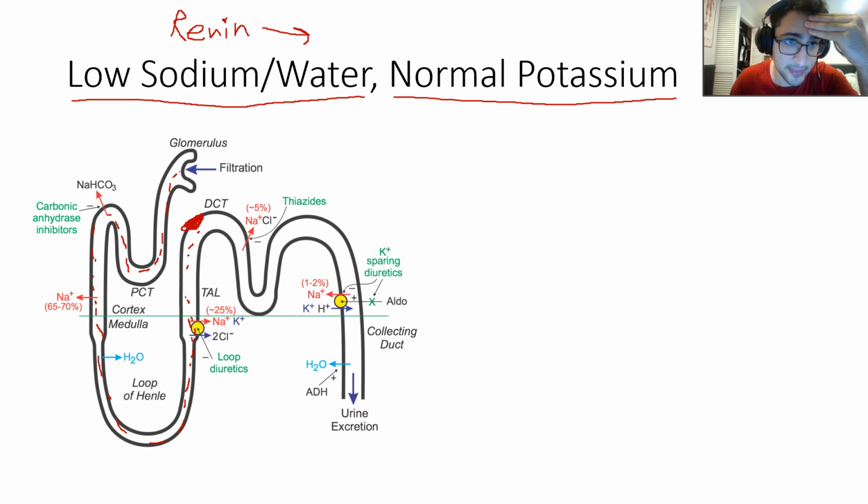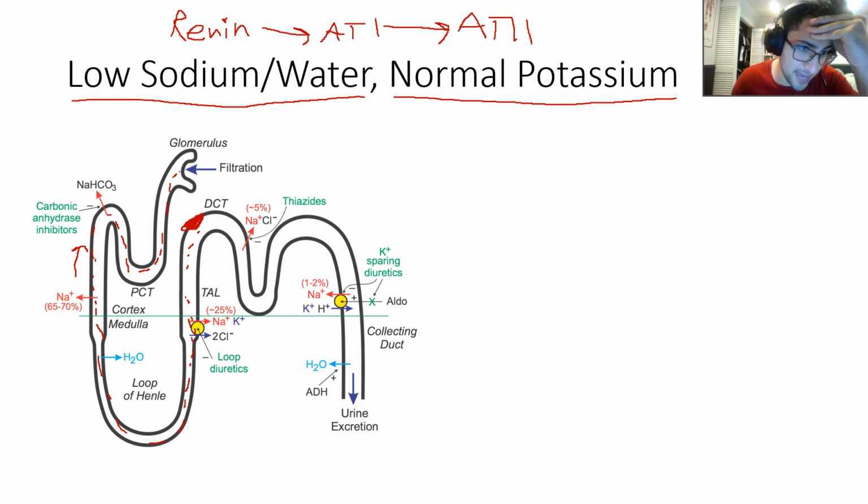angiotensinogen is going to be cleaved to angiotensin 1, and angiotensin 1 will be cleaved in the lungs to angiotensin 2. All right, angiotensin 2, first of all, is going to increase reabsorption at this point here. It's going to increase the efficacy of these sodium chloride symporters. And it's going to also cause ADH and aldosterone release.